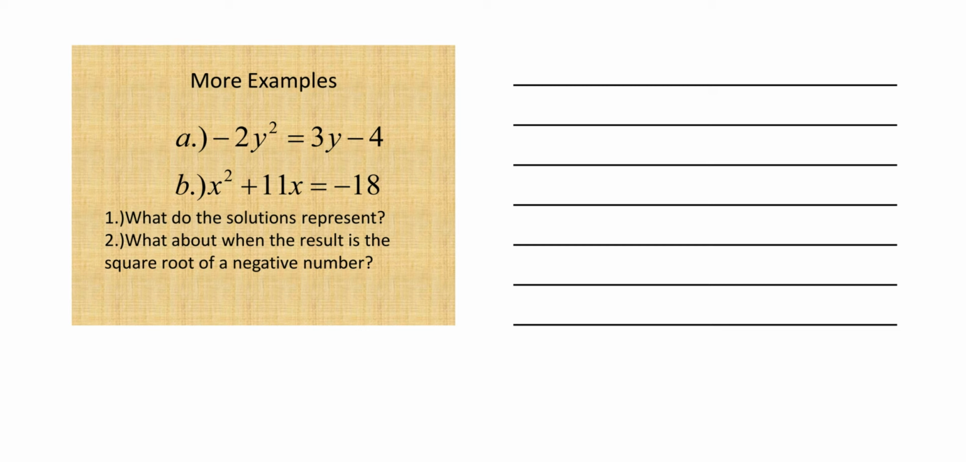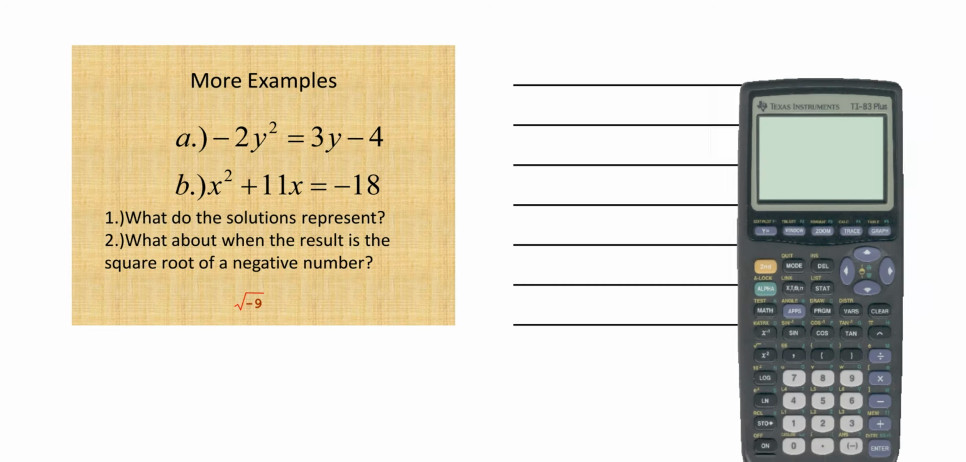Okay, so I should probably get rid of number 2 first. That would make sense later on in case we see it. So square root of negative 9, for example. What happens when we take the square root of negative 9? Well, let's try with our calculator.